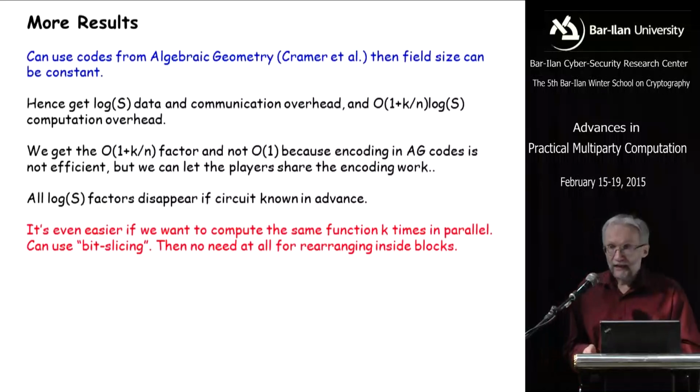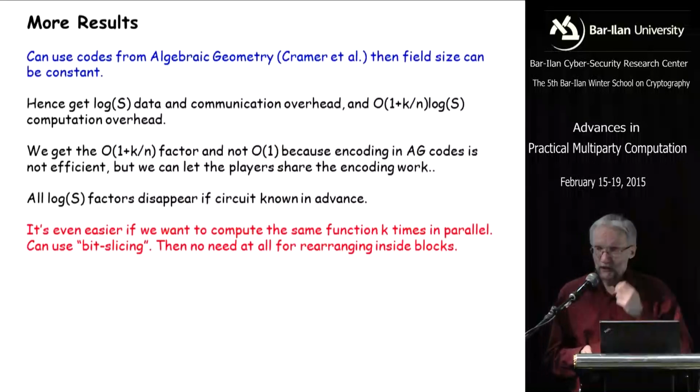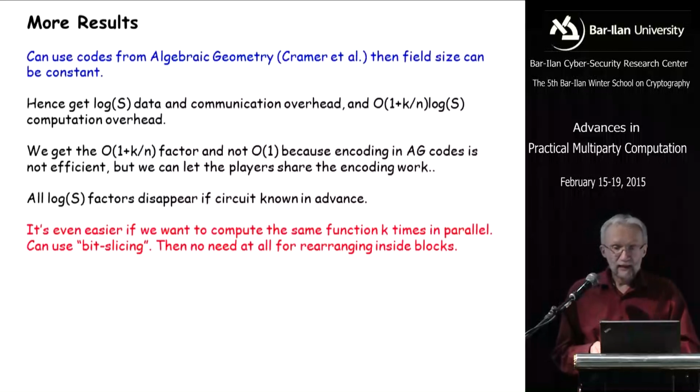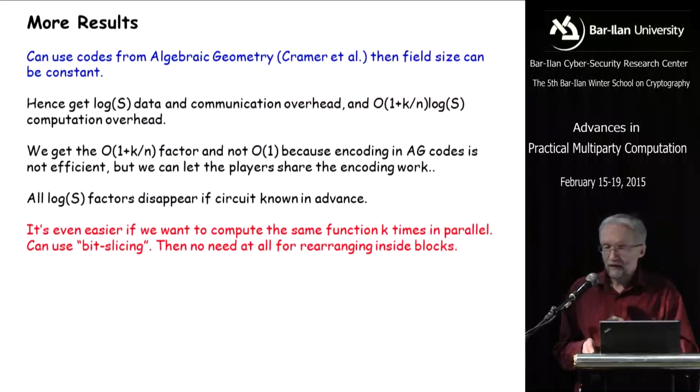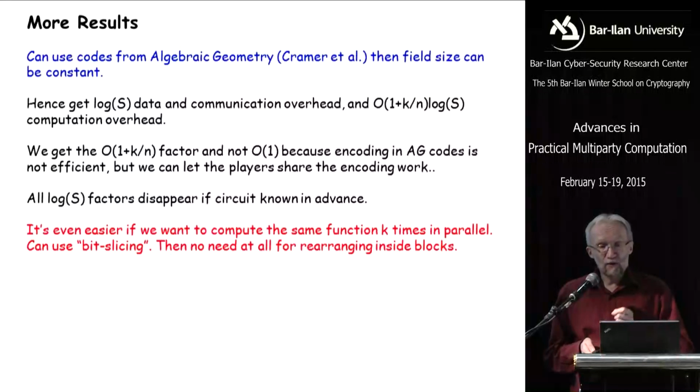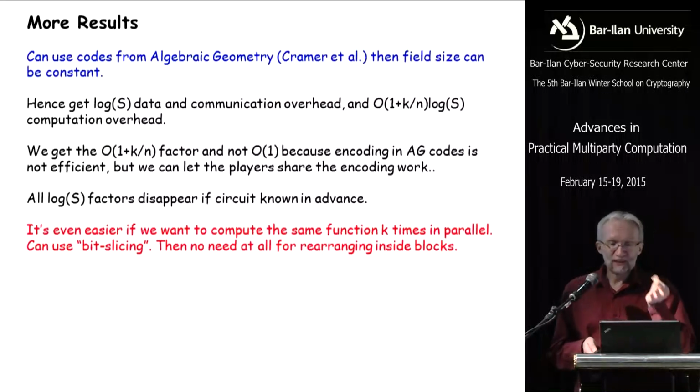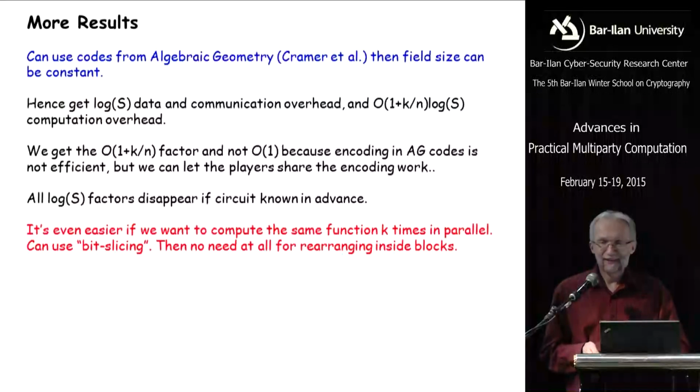More results. I can also go to a series of papers by Cramer and other people, and they will tell you that algebraic geometry can be used to construct codes also with this multiplication property, where the field size can be constant. This means that this polylog k factor is going to disappear, roughly. So we get only log s data and communication overhead, but you will get this weird thing, 1 plus k divided by n, times log s computation overhead.